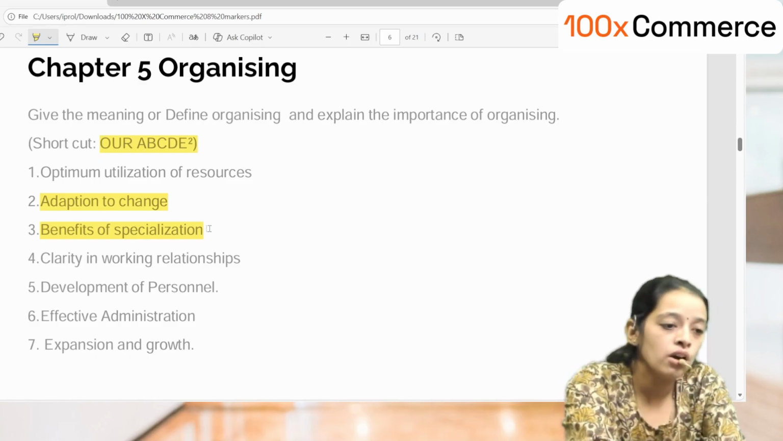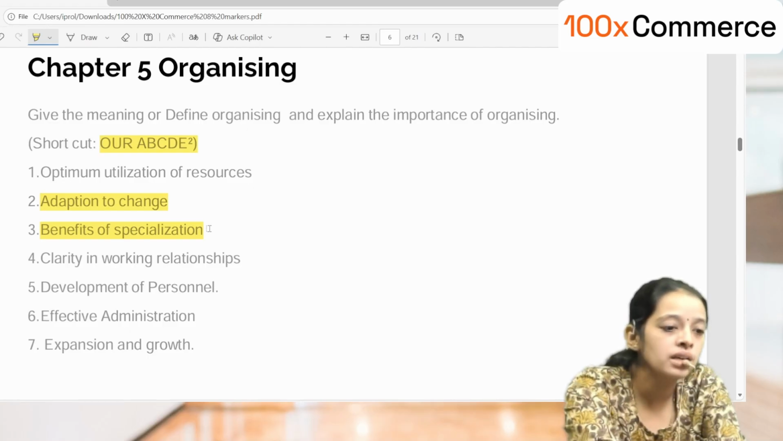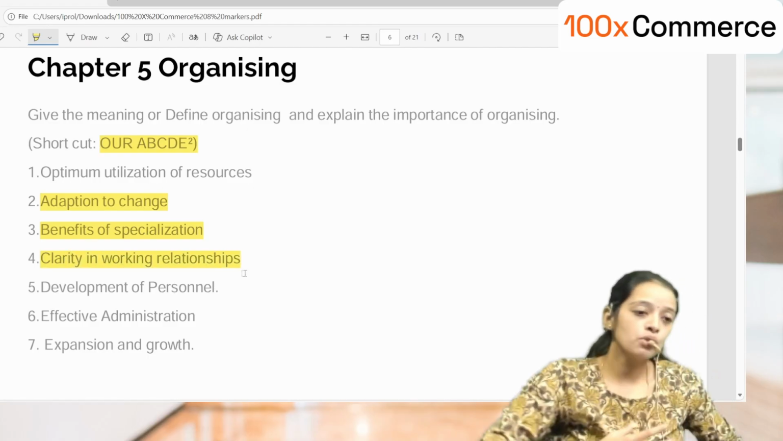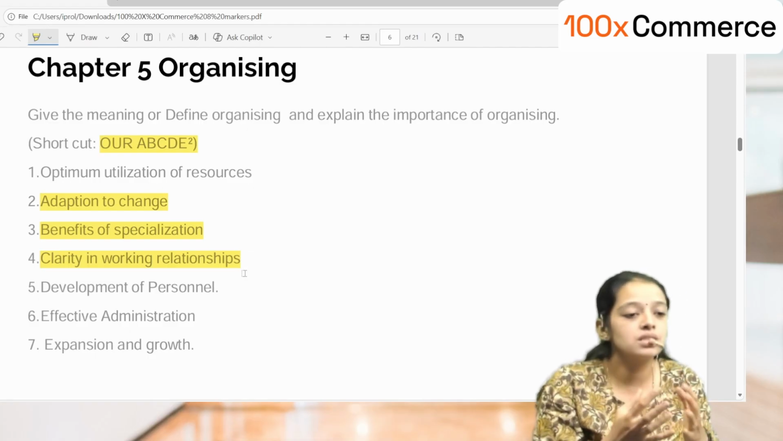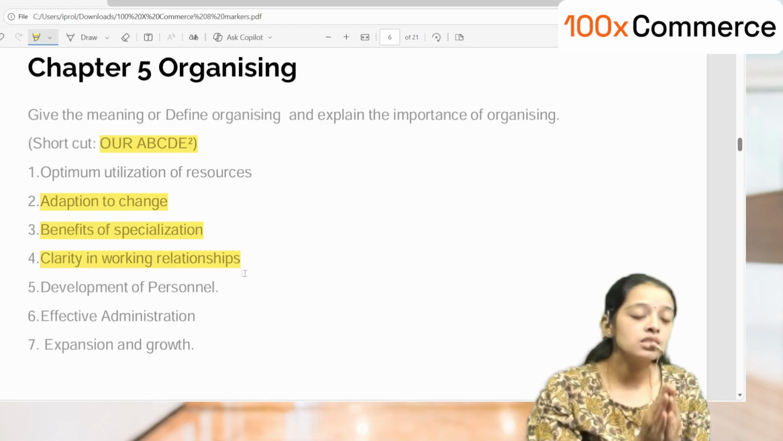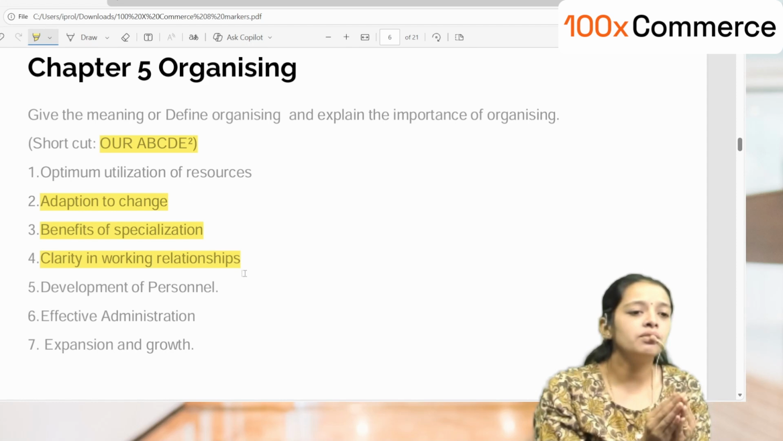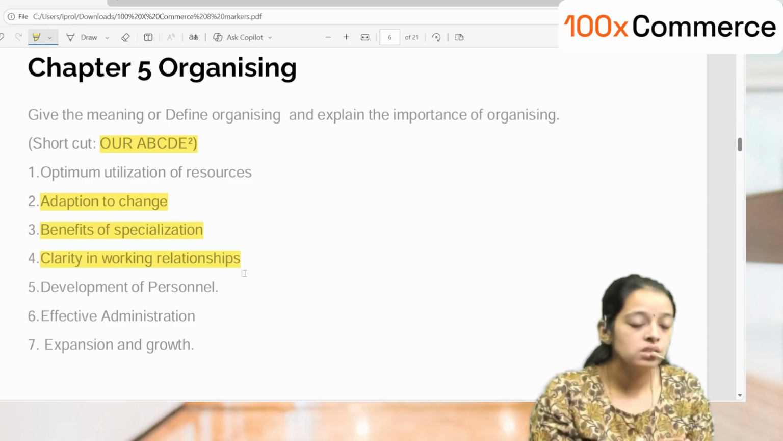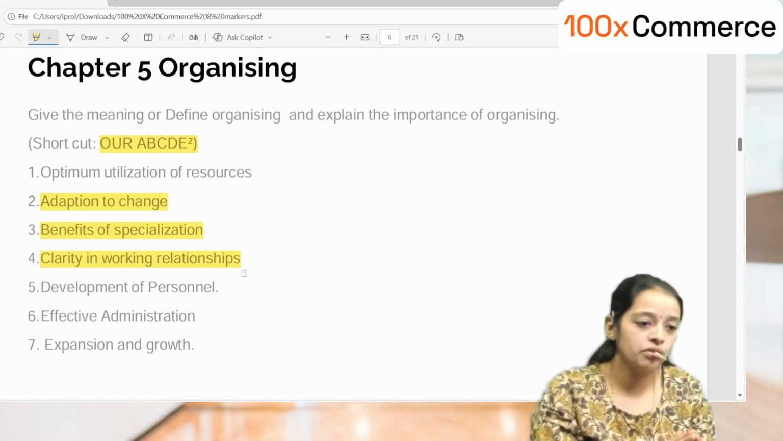Next one, organizing provides clarity in work relations. So what does clarity in work relationship mean? Basically, your authority and responsibility concept, that is the delegation concept, is defined properly with the help of organizing, like whom to report to and from whom to accept instructions. All that is clearly defined.